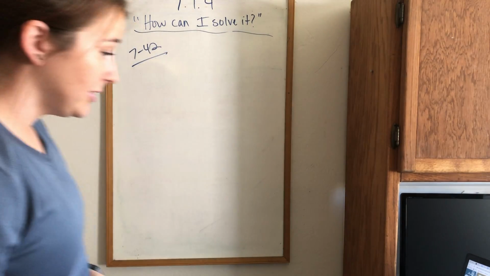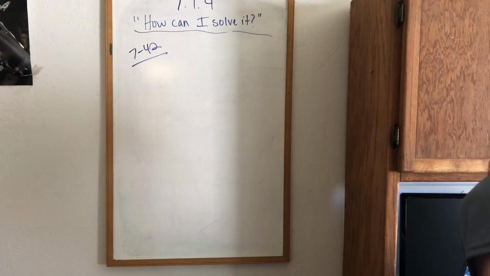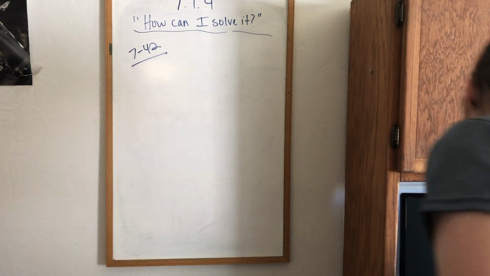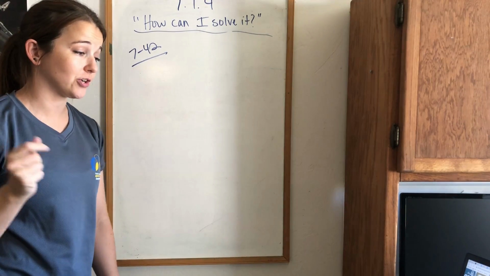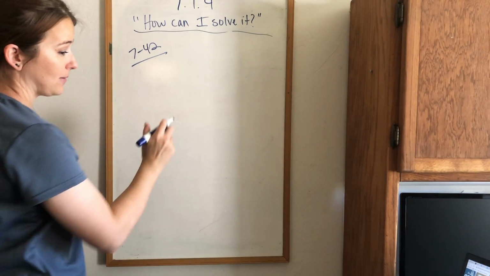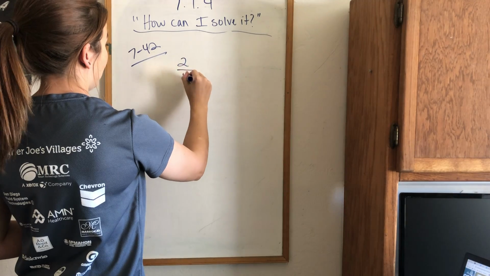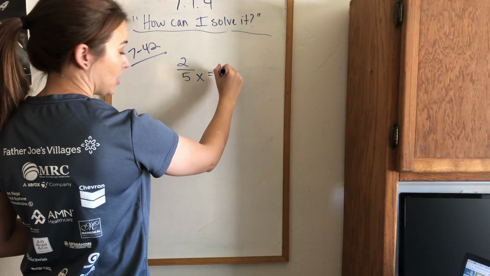742. As Linda and Lee were talking about the problem from 739, their mother overheard and offered them another strategy. She said, here's how I would start the problem. So she showed them this: 2/5 x equals 100.